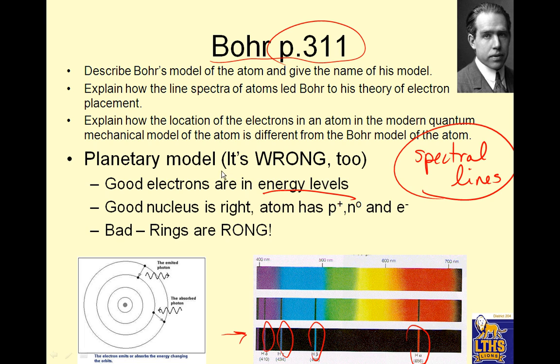So you still have the nucleus. Okay, you still have that the nucleus is positive, and you still have the electrons, but now the electrons were said to be in energy levels. He described them as rings or orbits, but that's wrong.